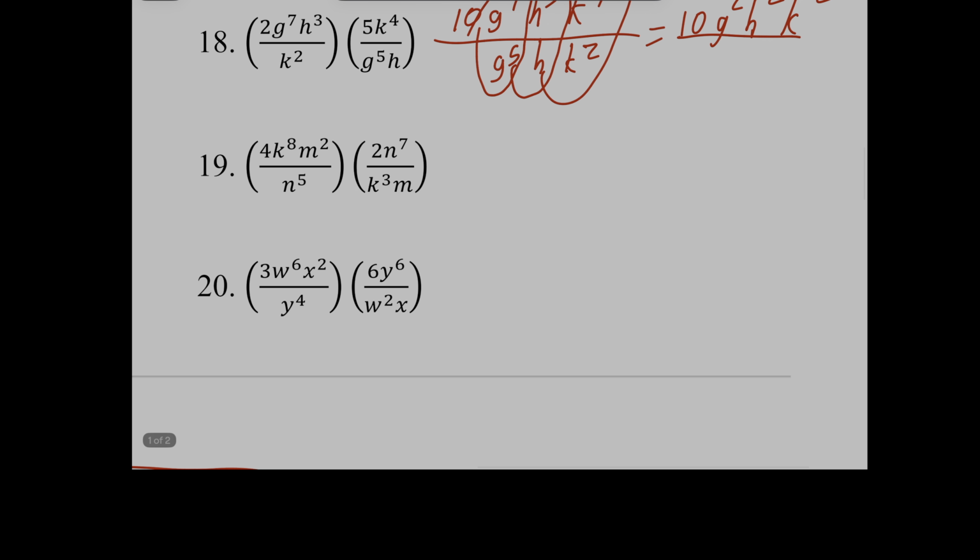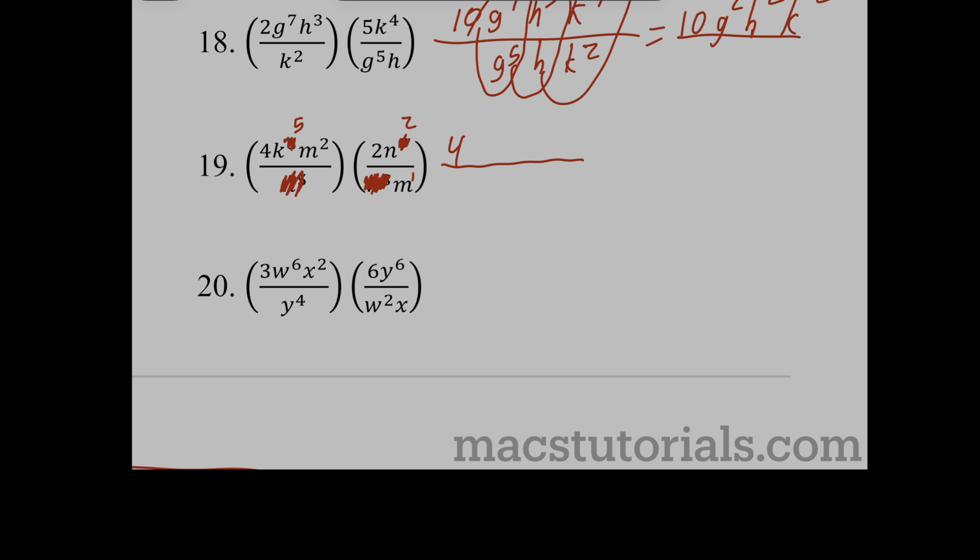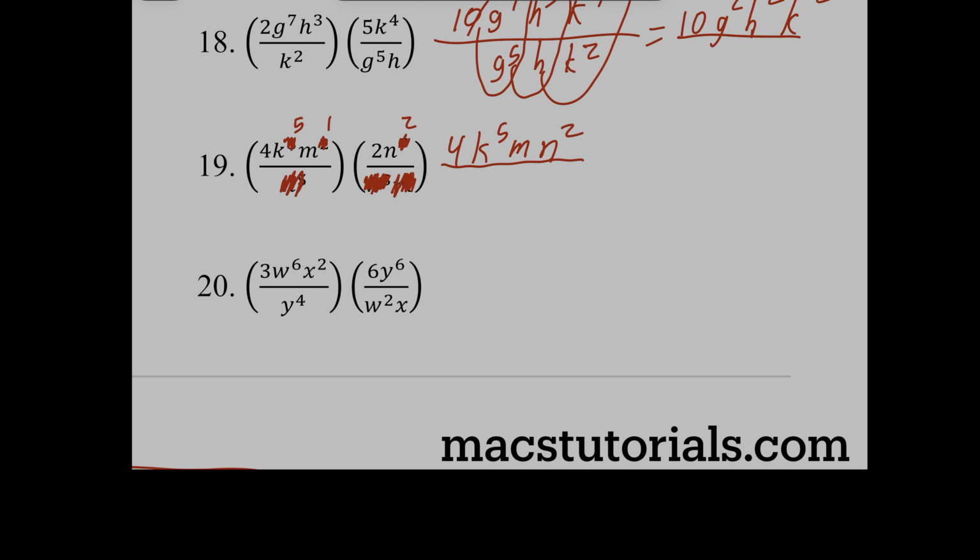Next one, I'm going to have a 4 on top. Now, I'm going to go ahead and do my cross-out method here. If I have n's, 7 on top, 5 on bottom, I'm left with 2 on top. K's, 8 on top, 3 on bottom, I'm left with 5 on top. M's, I have 1 on bottom, 2 on top. I'm just going to have 1. So now I'm going to be left with 4 K 5 M N squared.